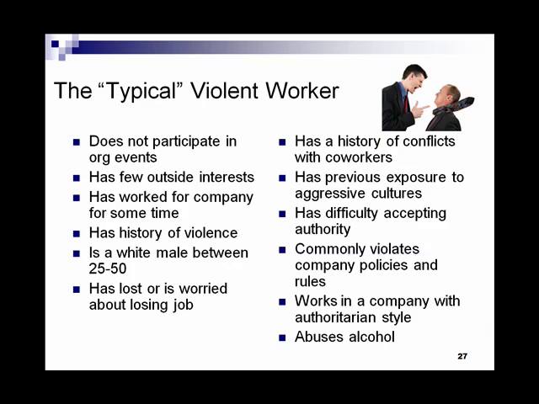The typical violent worker has a number of characteristics, such as those that you see. They don't participate in organizational events. Typically, they have few outside interests. They typically have worked for the company for some time, but not always. And so, even if you have these characteristics, it doesn't mean that you will engage in workplace violence. So, for example, the typical violent worker is a white male between 25 and 50. That was not the case with our Fort Hood killings. The typical violent worker, though, it says abuses alcohol, and we know that the perpetrator in the Fort Hood killings was dealing with an alcohol problem. But again, it doesn't necessarily mean that you will engage in violence if you display any of these characteristics.